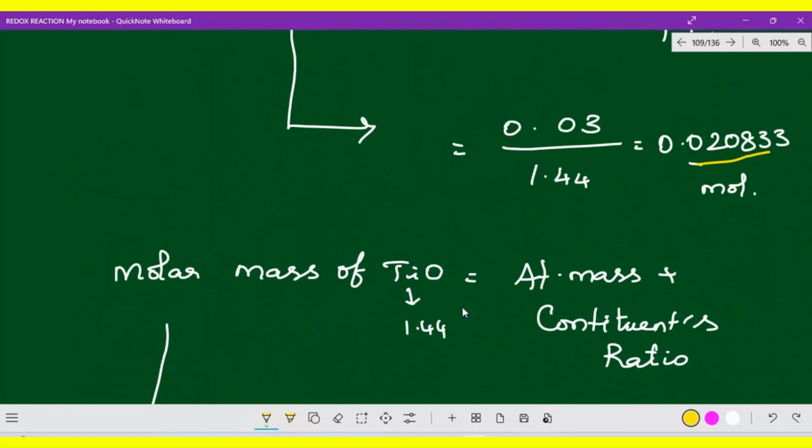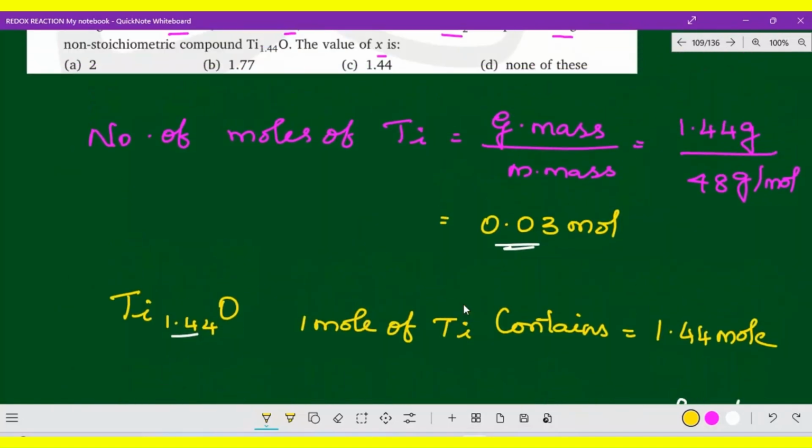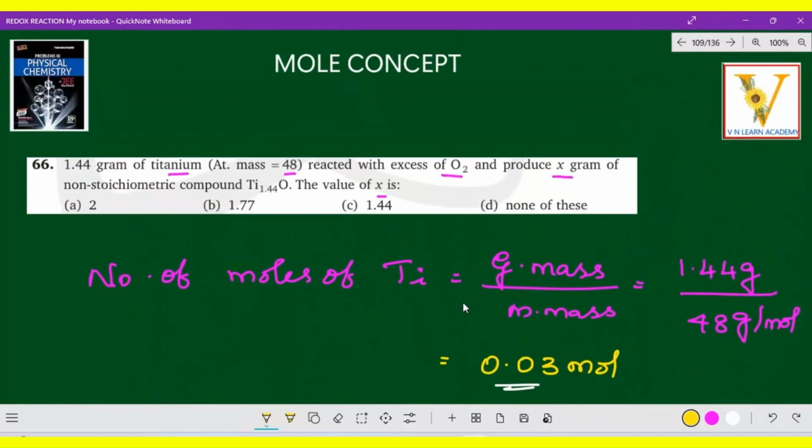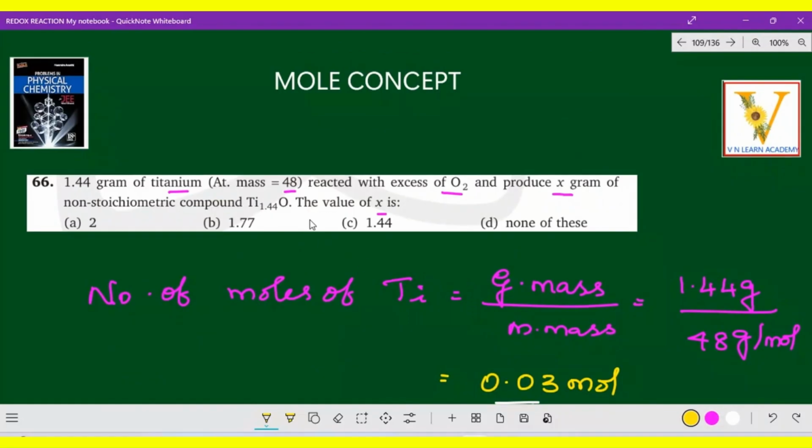I hope you got the clarity. How do we identify? You got that idea: what is meant by non-stoichiometric form? It is deviating from a whole number ratio. So X is 1.77. Option B is the correct option. Hope you got the clarity.